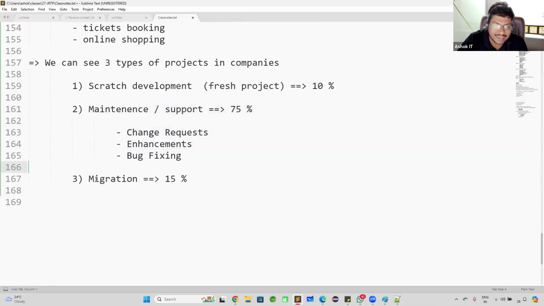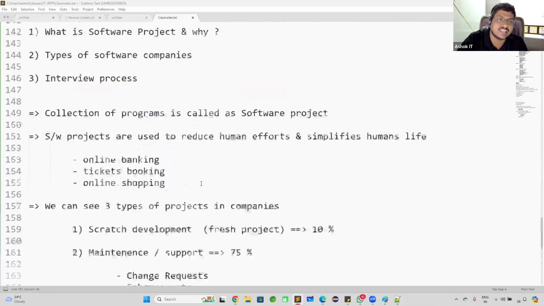And migration project, migration comes here. You can migrate from one technology to another technology, or as our friend told, they are migrating from one version of Spring Boot to another version. They have it on the 2.x version of Spring Boot, and now they're migrating to the 3.x version. So I hope you guys got the clarity. Most of the people in the industry are working on support projects only.